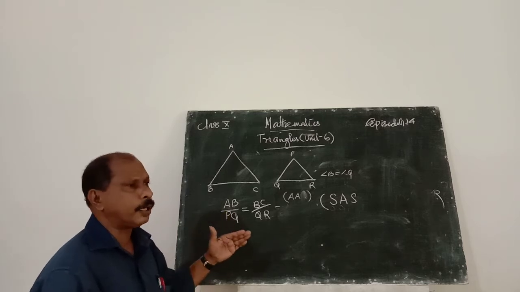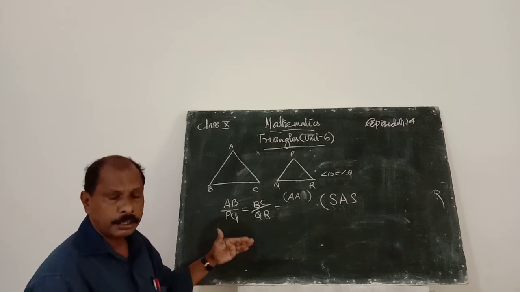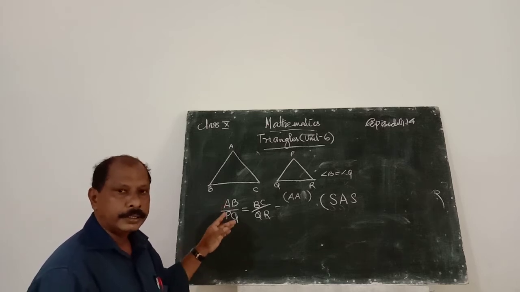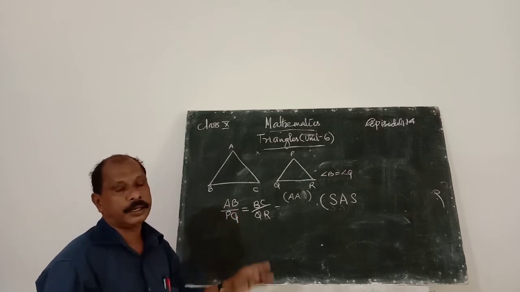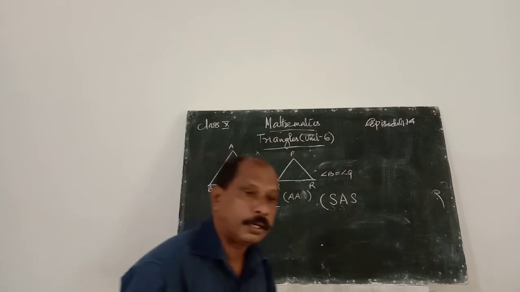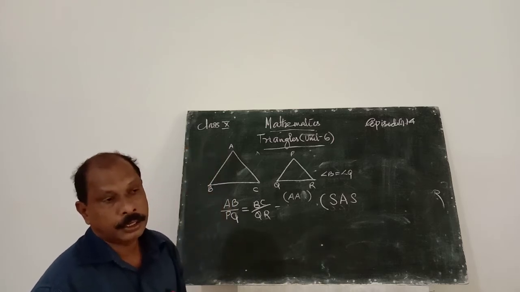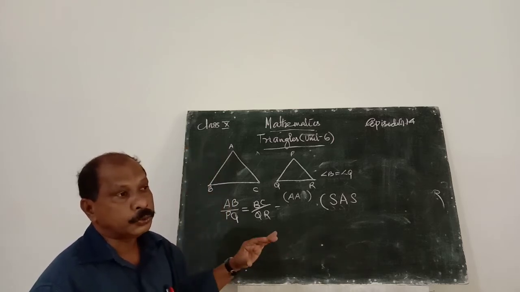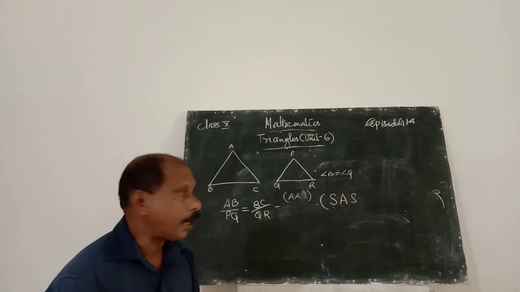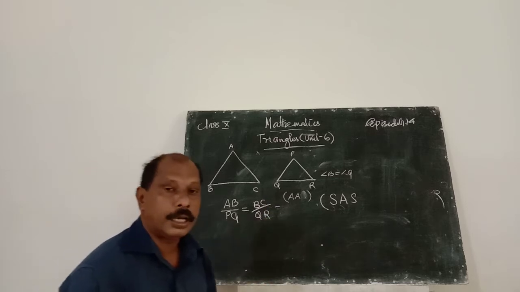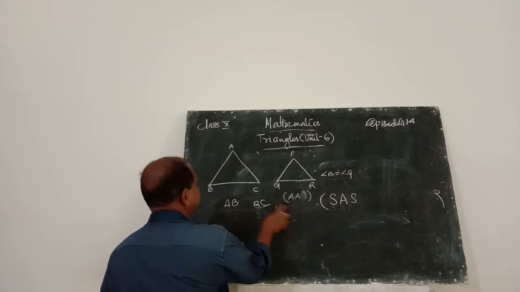What is the definition for that one? If two sides of a triangle are proportional to the corresponding two sides of another triangle, and the angles between these two sides are equal, therefore these two triangles are similar triangles. That is known as SAS criteria of similarity.